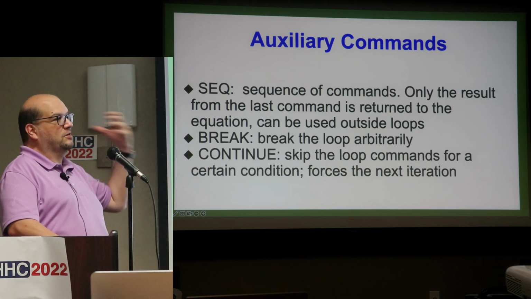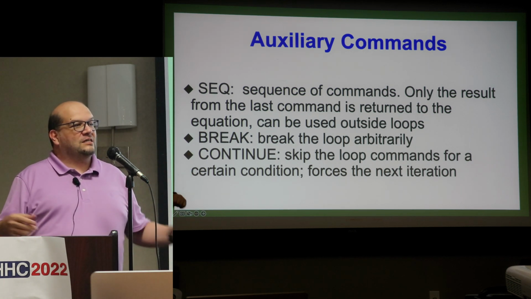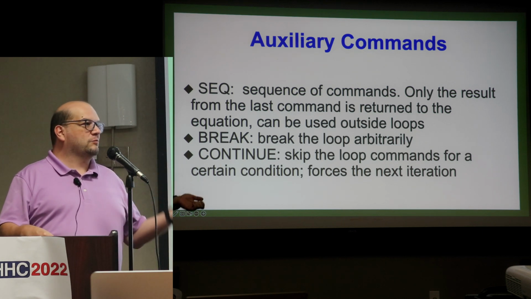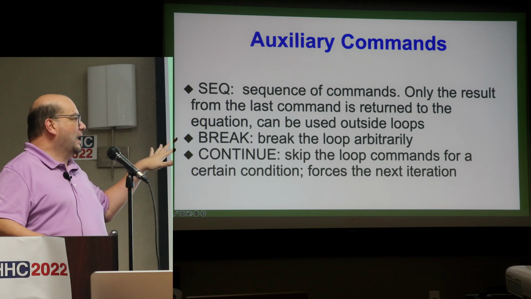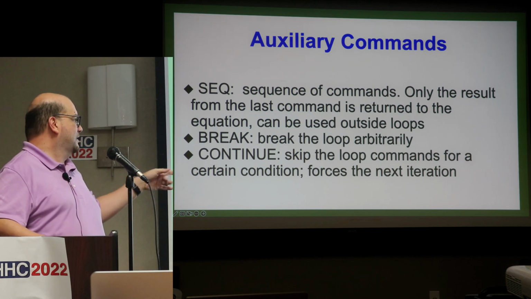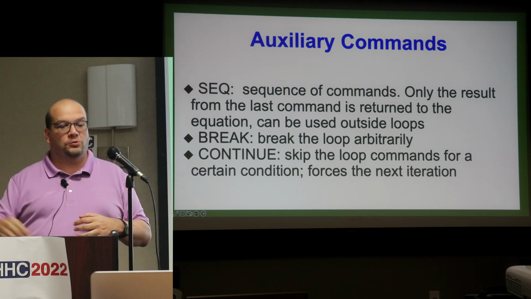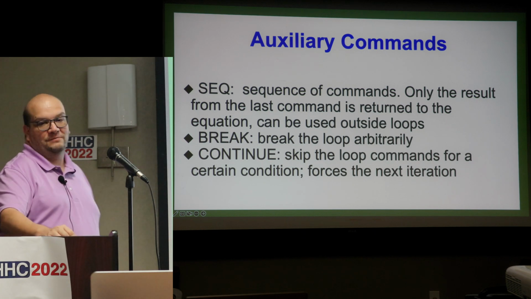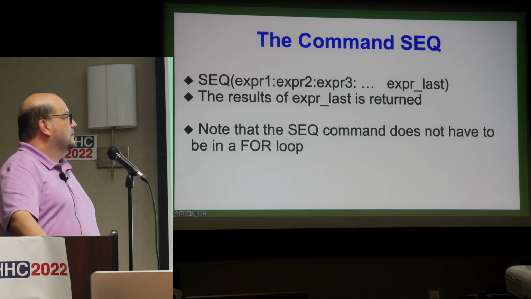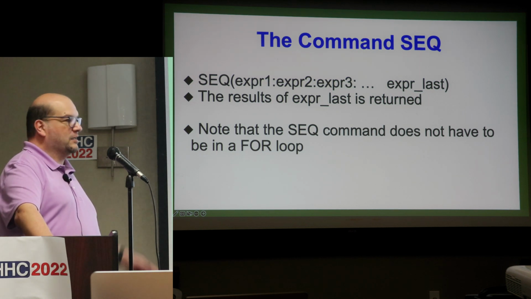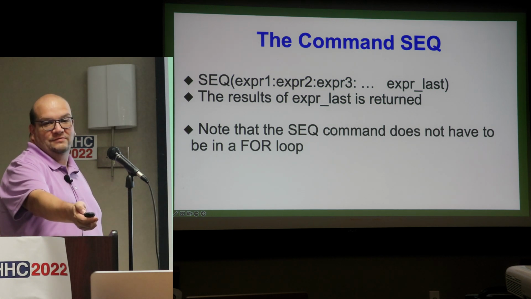So sequence is good, like if I wanted to set up several variables as 0: sequence A is equal to 0, B is equal to 0, C is equal to 0, and then we continue on. Break allows you to break the loop arbitrarily, and then continue will allow you to skip one iteration of the loop if a condition is met. The sequence command does not have to be in a for loop. It can be used in other applications and other equations.